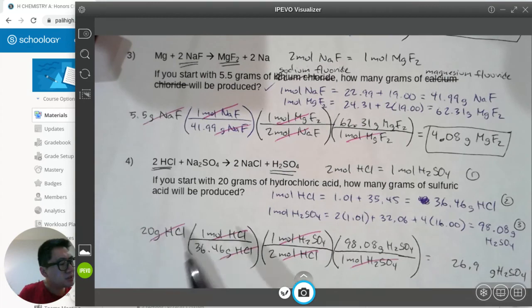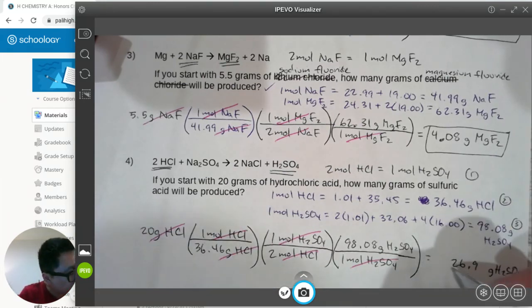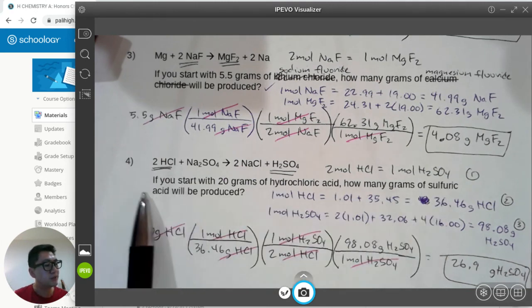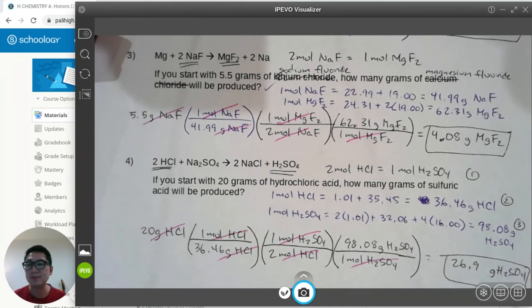If you want to be technical, that's probably 1 sig fig. Let's not worry about sig figs for the point of this question, but I got 26.9. So if I start with 20 grams of hydrochloric acid, HCl, how many grams of sulfuric acid will be produced? 26.9 grams of sulfuric acid. And so that's it for that.